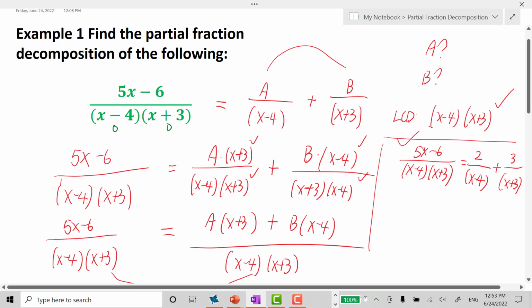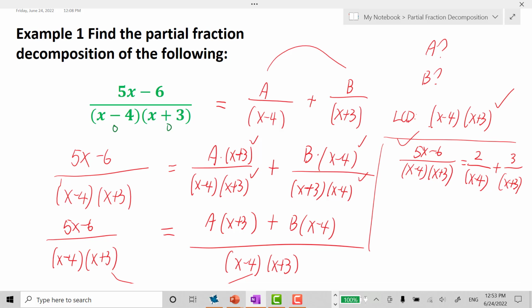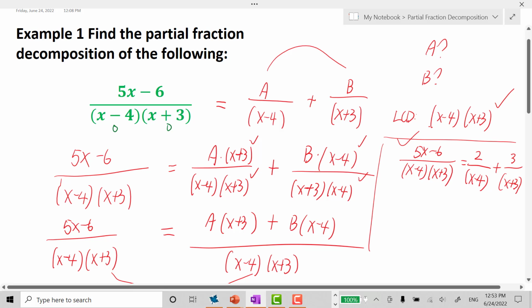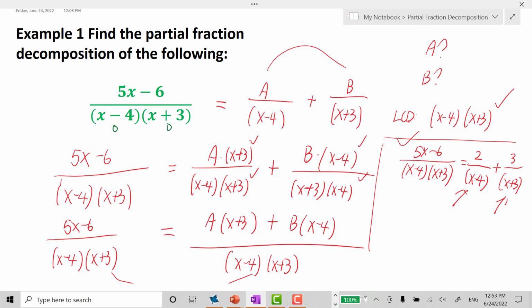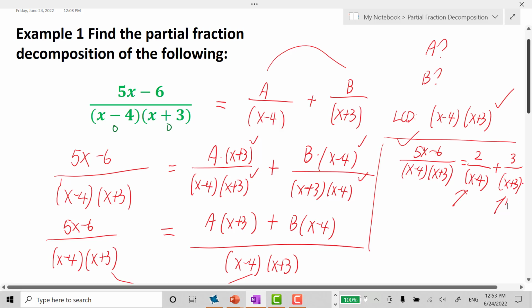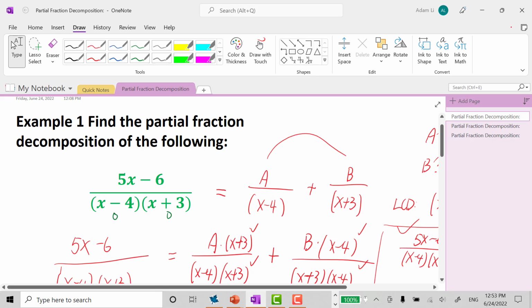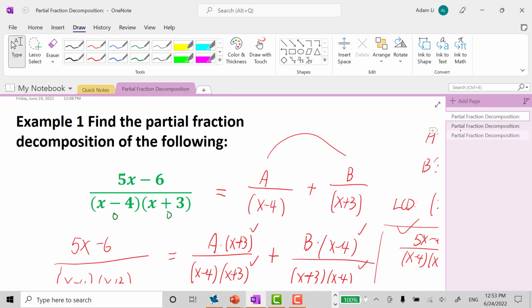And you can apply this in calculus 2 too, because we have the antiderivative, or the integral, of (5x minus 6) over (x minus 4)(x plus 3). You can break it down into these two partial fractions, and eventually you will be able to find an integral for each one of these. But that's when you get to calculus 2, right? Okay, so now let's take a look at the second partial fractions example.